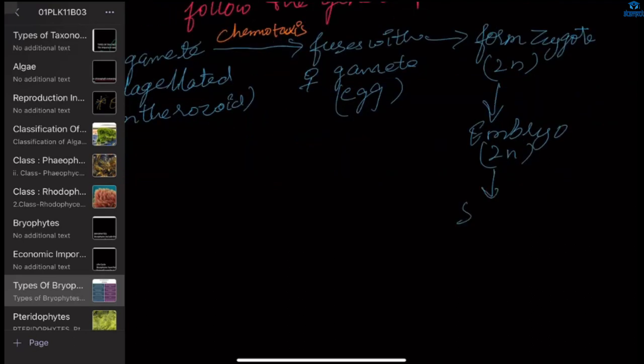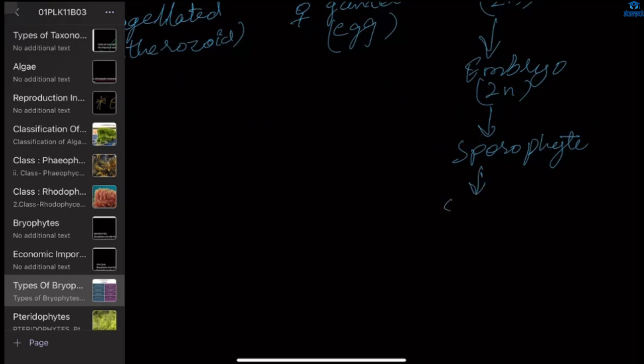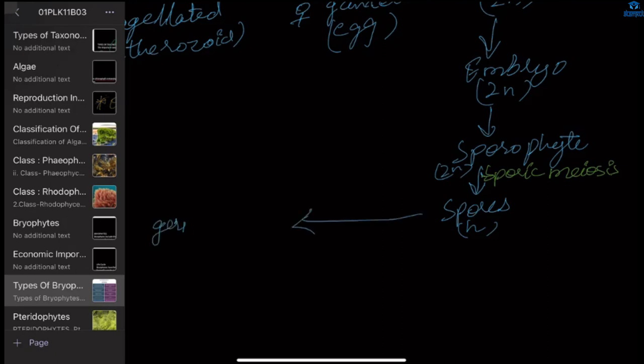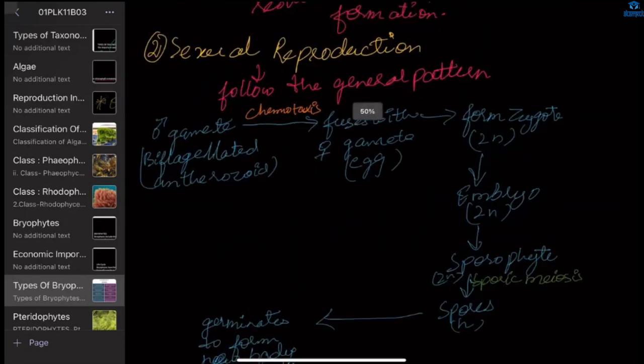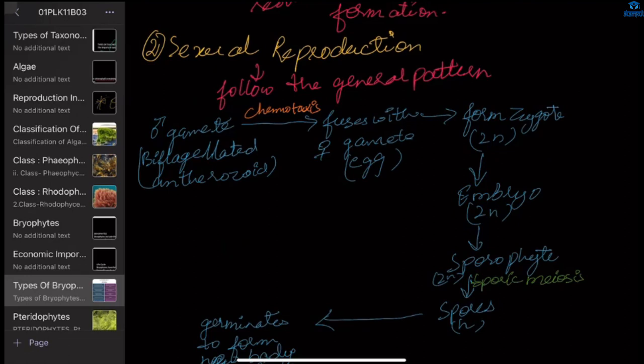Then the embryo will form the sporophyte, as we have seen in yesterday's class. This sporophyte will form spores through sporic meiosis. Spores through what? Sporic meiosis. And here 2N becomes N. Then these spores will germinate to form new liverworts, a new body of plants. So this is the sexual reproduction which follows the normal general rule.